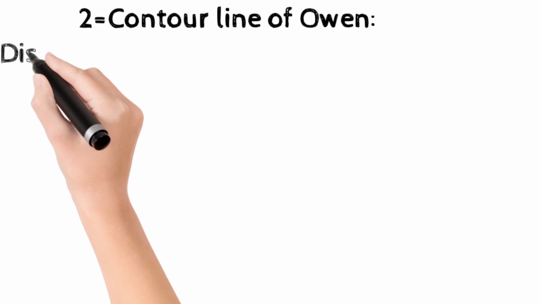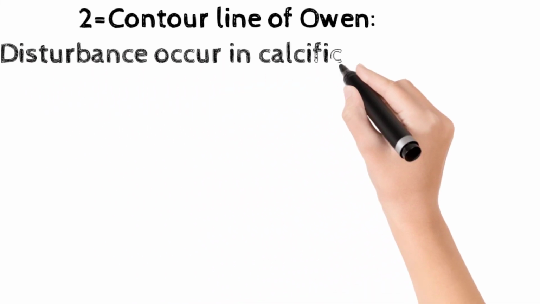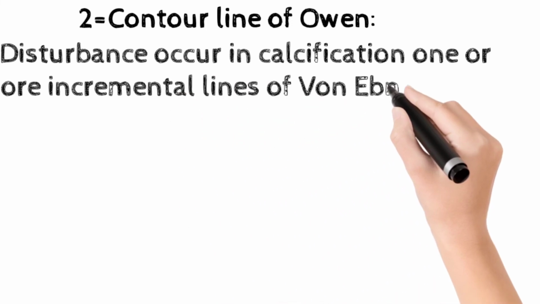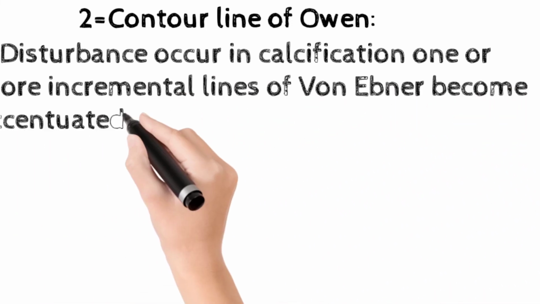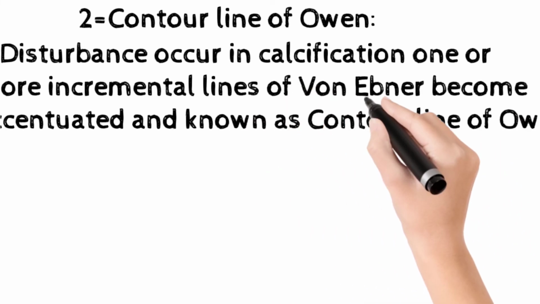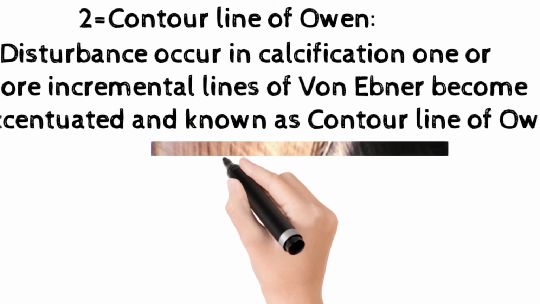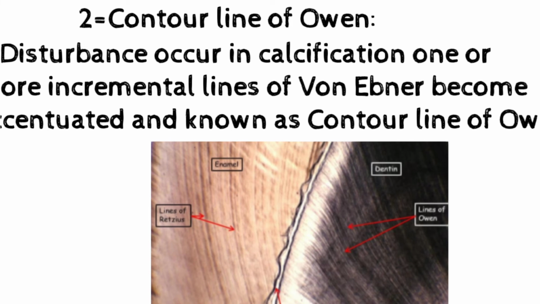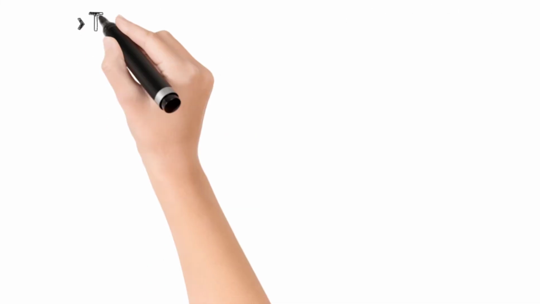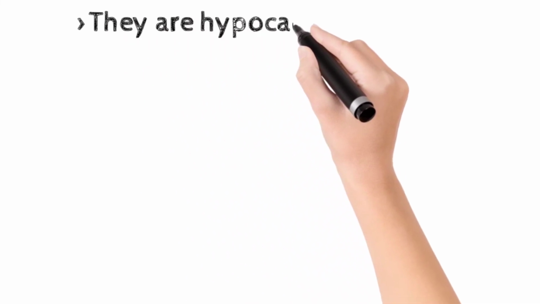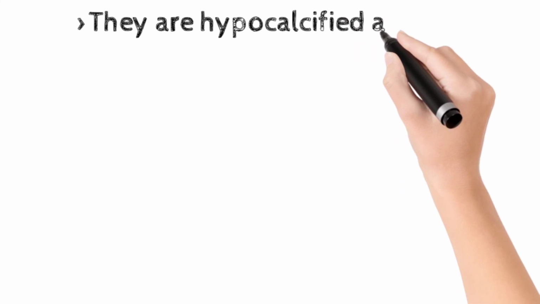Next, come to the contour line of Owen or incremental line of Owen. When disturbance occurs in calcification, one or more incremental lines of von Ebner become accentuated, meaning visible, and are known as the contour line of Owen. Actually, it is a hypomineralized area. It is a defect in the von Ebner line. Look at the left side. There is a line of Owen, which is a hypocalcified area, due to disturbances in calcification.